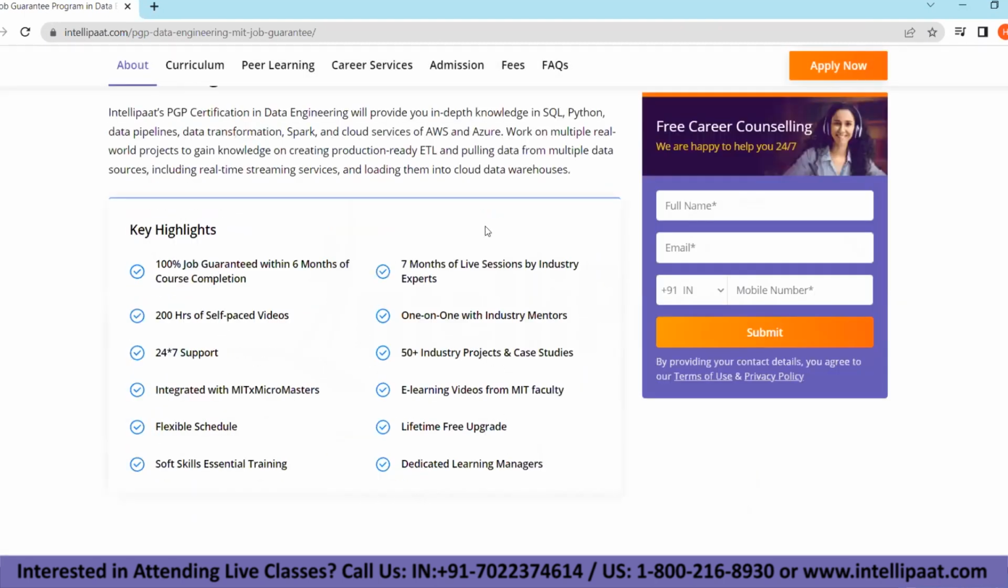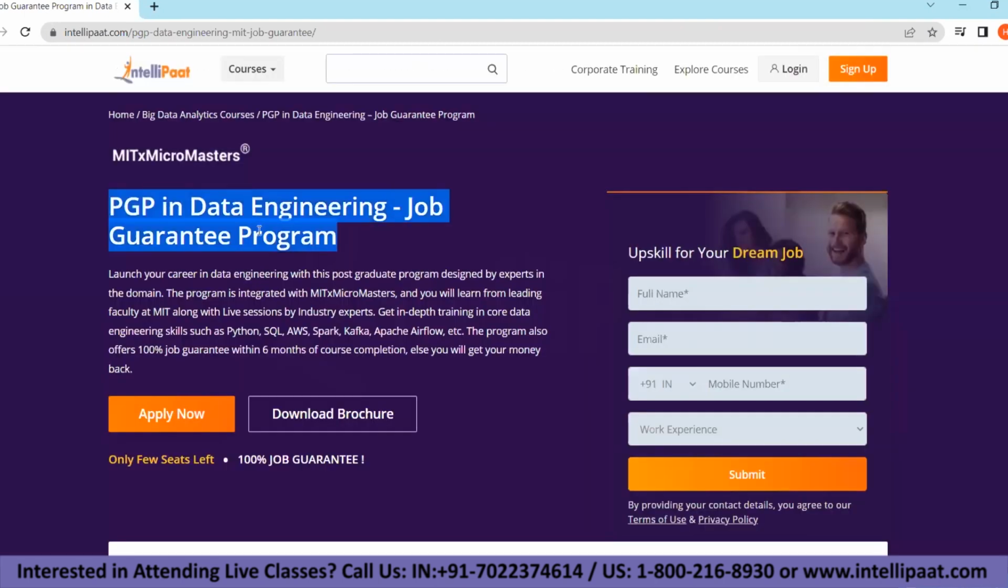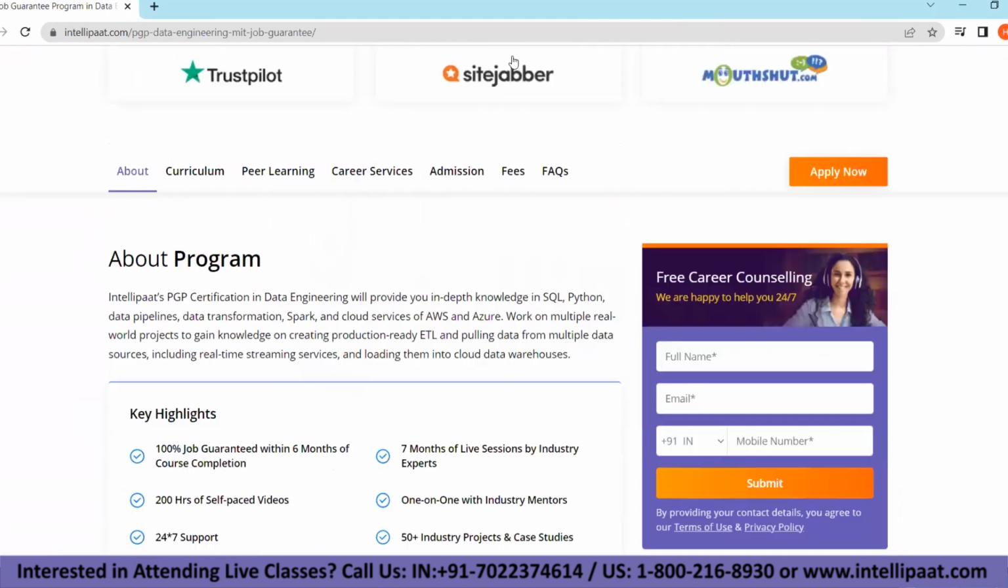The name mentioned on your certificate will be this: PGP in data engineering, job guarantee. Of course, job guarantee won't be mentioned. PGP in data engineering, MITx MicroMasters will be mentioned on your certificate. It's a verified digital certificate which is globally valid, industry recognized, and has a lot of value in the job market globally, not only in India.